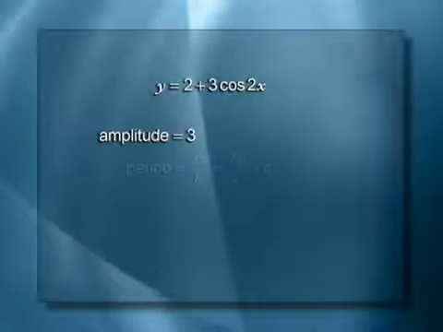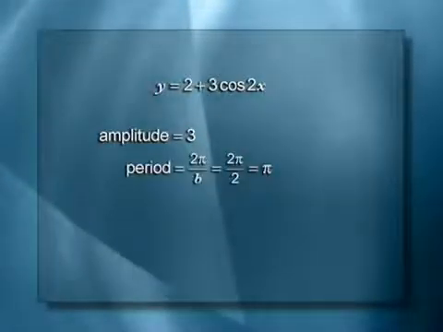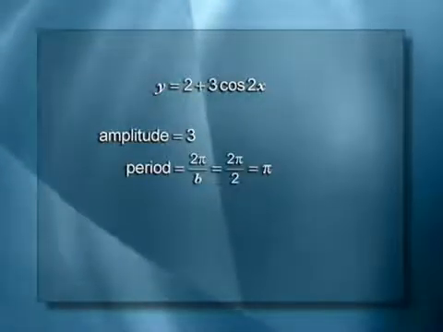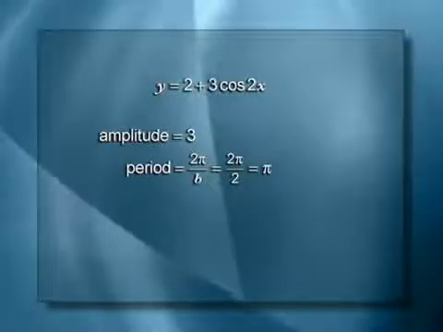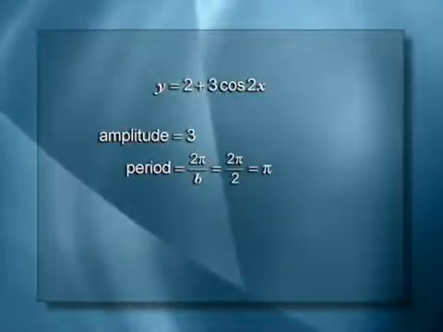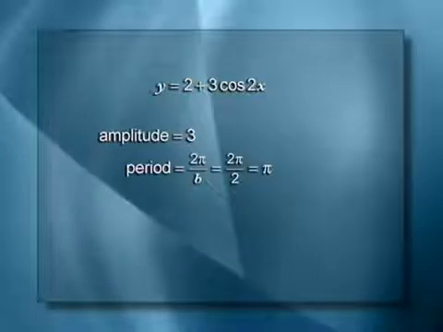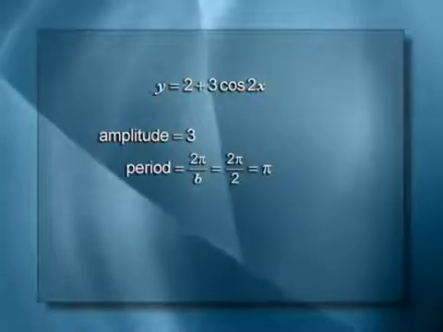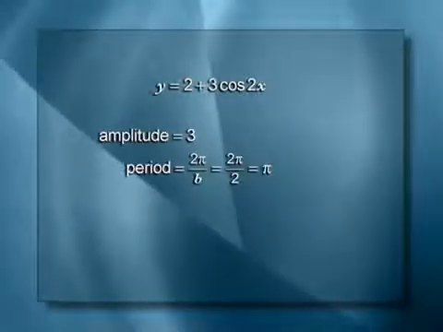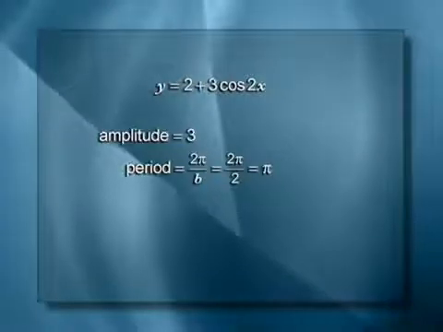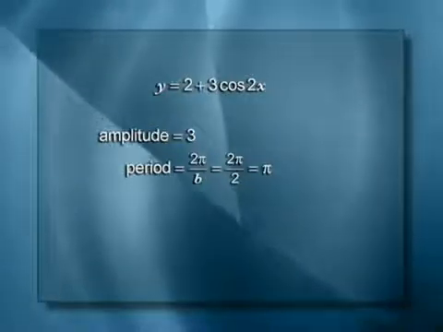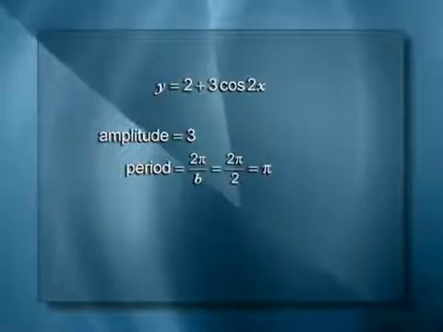How about the period? Well, that's 2 pi over b, and b here is 2. So it's 2 pi over 2, or pi. The period used to be 2 pi, and now it's shrunk down to pi. It's going to go faster. Okay, the cycle is shorter now. All right, is there any shift in this curve?